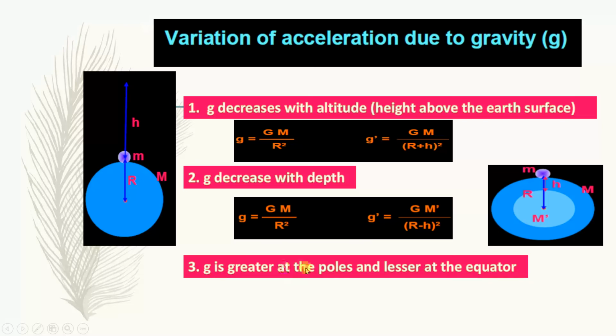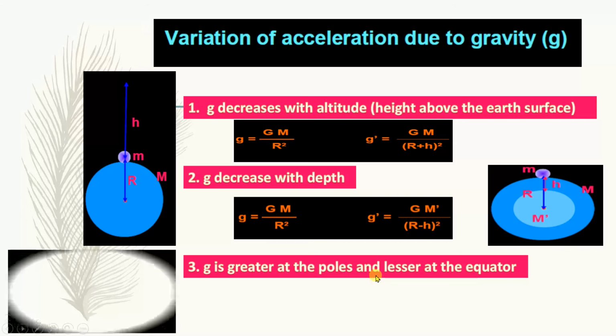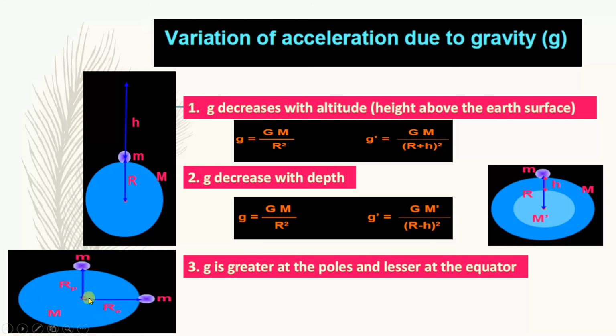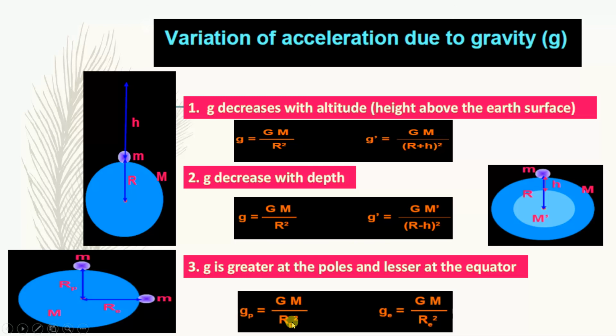Again, g is greater at the poles and lesser at the equator. You know our Earth is oval shaped, it is not circular. As Earth has an oval shape, the radius at the equator is greater than the radius at the pole. Now look carefully, the radius at the pole is smaller, so the value of g at the poles will be with r smaller. The denominator will be smaller here. So if the denominator is smaller, then the value of g will be greater. So at the poles, the value of g is greater.